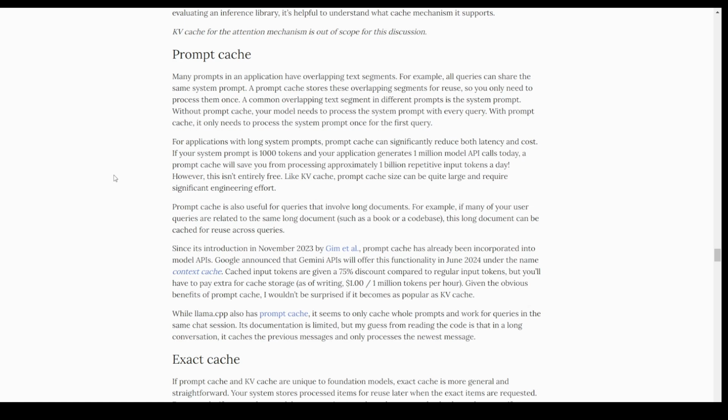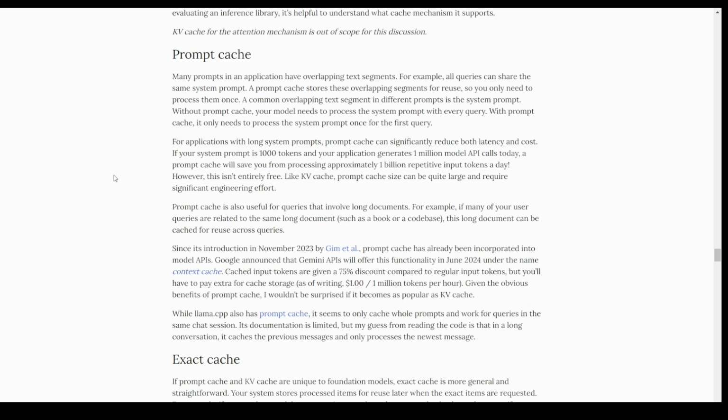And then with this thing, it might need to process the system prompt only once for the first query, and then it keeps on taking from the cache from the next time. A lot of times, if our prompt is small, it's okay, but once we keep on generating more and more, if you're trying to scale the services, for example, if we are generating 1 million API calls today, and for 1,000 tokens, if we do rough calculations, it's going to be around 1 billion repetitive input tokens a day, which might cost a lot.